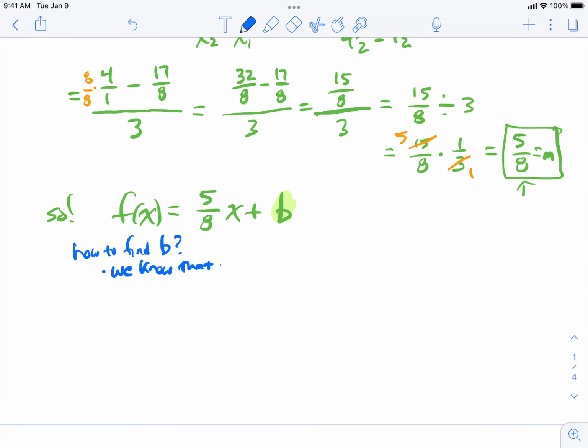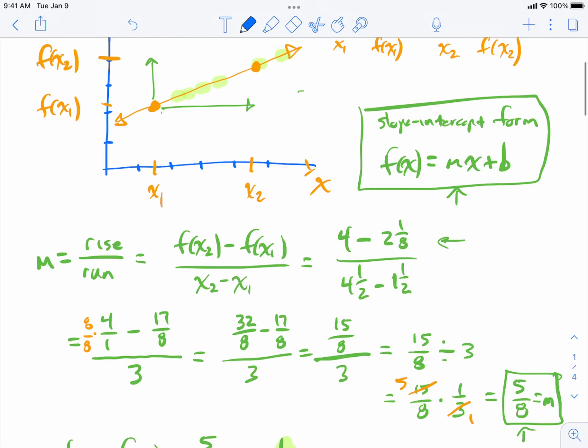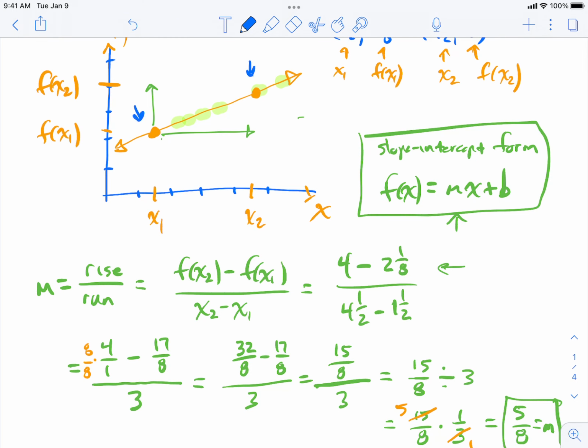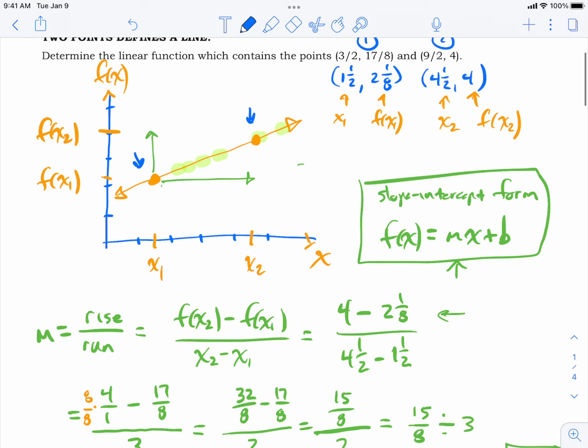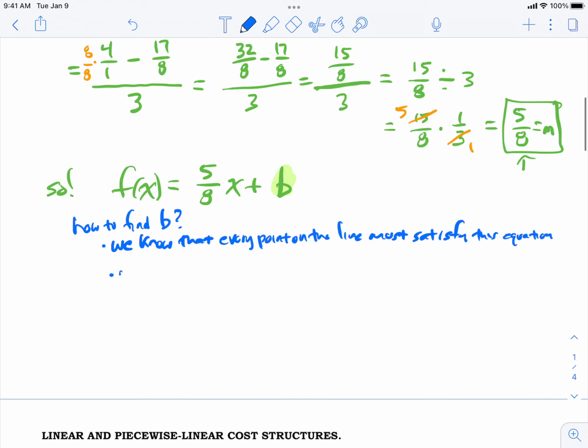We know that every point on the line must satisfy this equation. Now, we haven't finished writing the equation yet, but whatever it is, whatever that b is, every point on the line must satisfy this equation. You know what else we know? We know the coordinates of not just one, but we already know the coordinates of 2 points that are on that line. These 2 points are on the line. I'm just going to grab the one on the right, the 9/2, comma 4. We also know that the point 9/2, comma 4 is on the line.